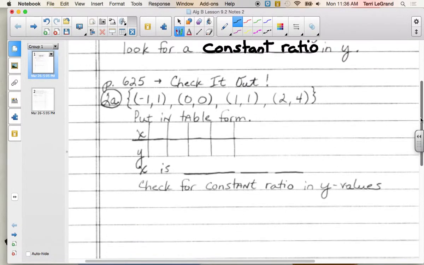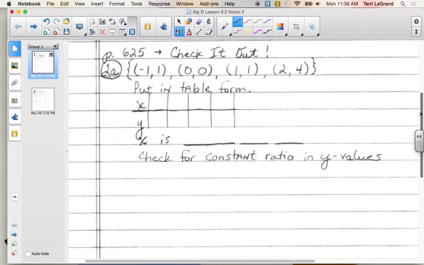So here's our first problem that we're going to do, and this actually comes from page 625. It's the Check It Out problem, 2a. Here's our set of ordered pairs: (-1, 0), (0, 1), (1, 1), and (2, 4). We're going to check to see if that represents an exponential function. Well, the first thing we're going to do is put it in table form, so it's easier to look at. I made a horizontal table. You could make it vertical, it does not matter. It's just easier to look at now.